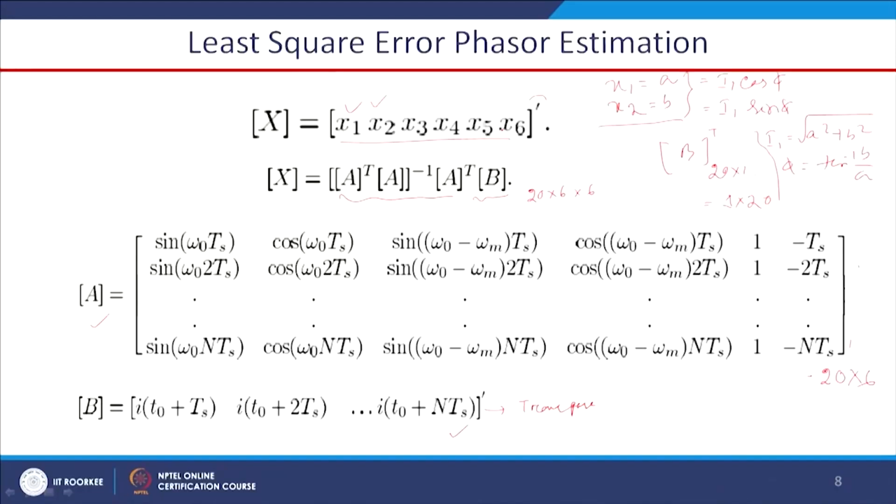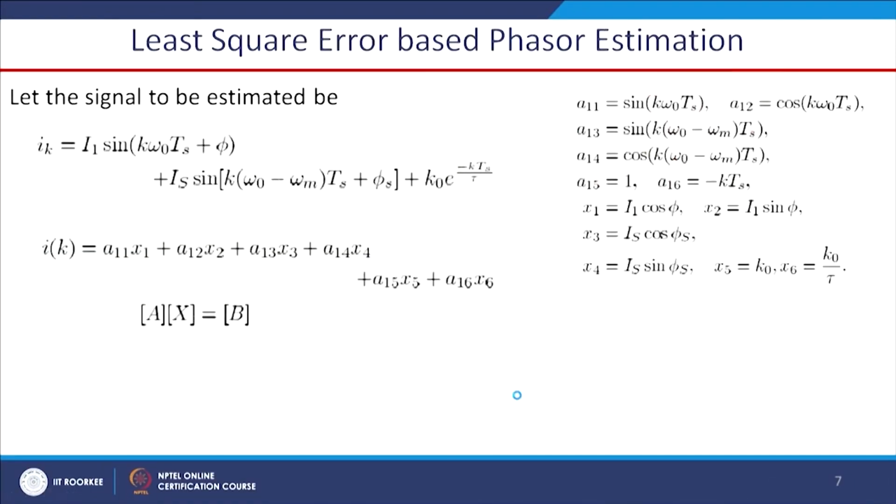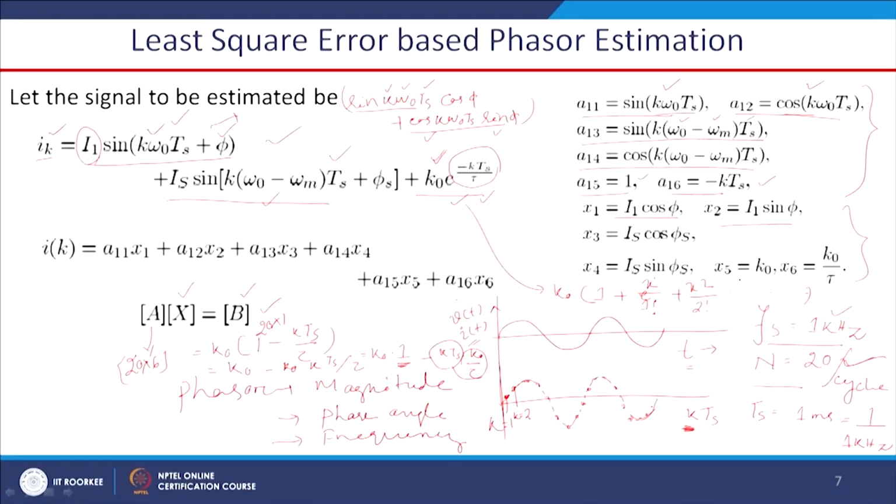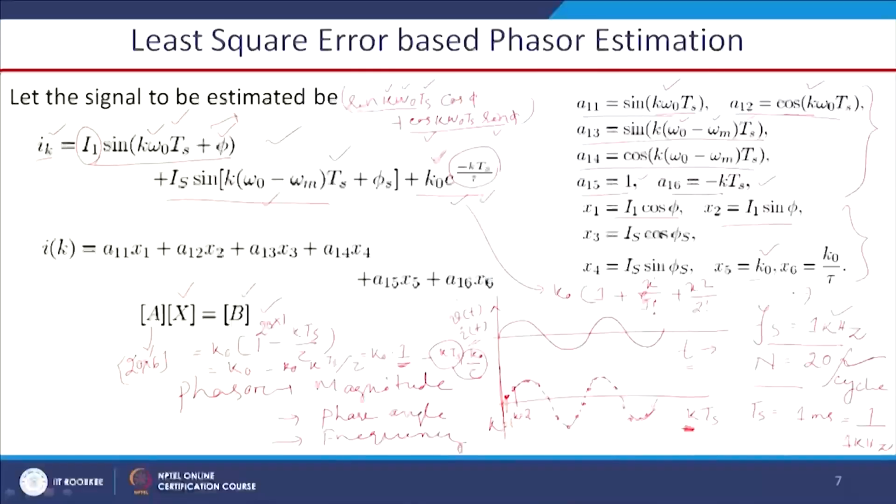Similarly, we can go for x5 and x6, where the decaying DC components are present. Here, this x5 is nothing but k naught. If we get this x5, that means we know the gain of the decaying DC component. After knowing this k naught, we will get the decaying DC time constant, that is the tau. So it is very easy; already we have discussed how to calculate the phasor estimations of different frequency components of a particular signal.